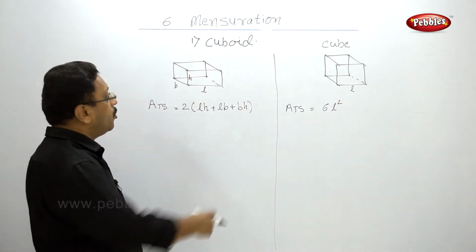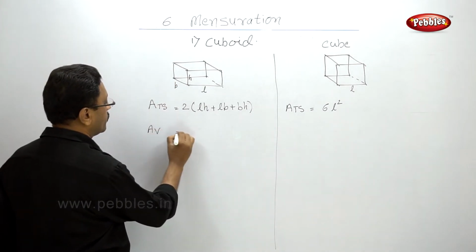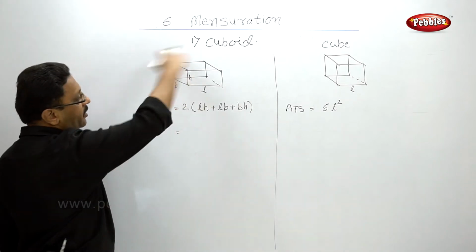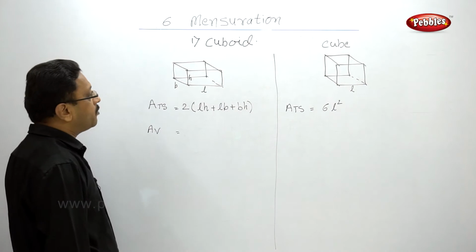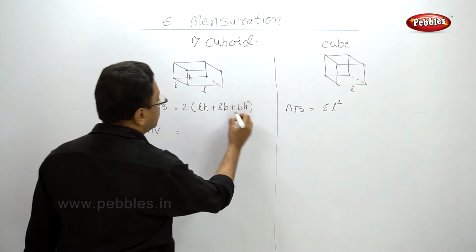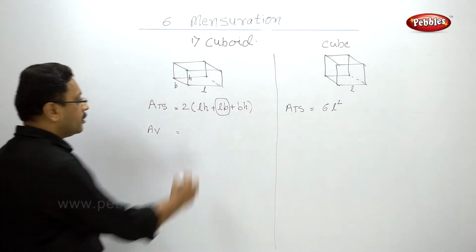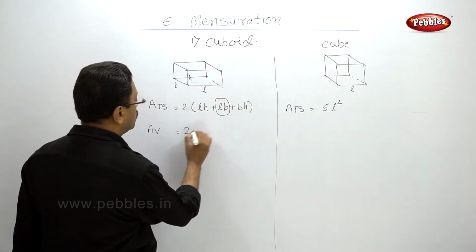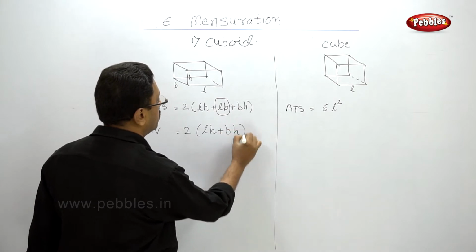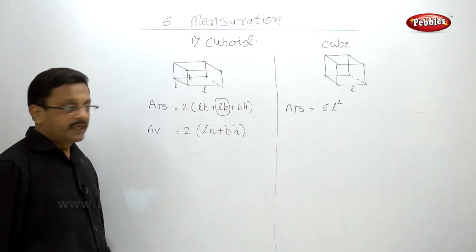Now if I say the only vertical surface area, what is the vertical surface area? You have to simply eliminate the top and bottom. What is top and bottom? Top is L into B and bottom is L into B. That means this will not be there. So we will have 2 into (LH plus BH). In this case, what will be the vertical surface area?